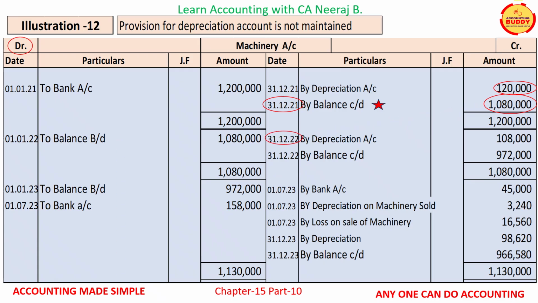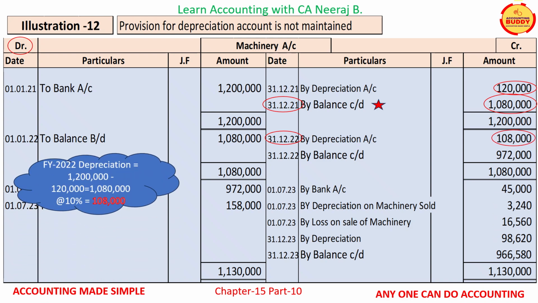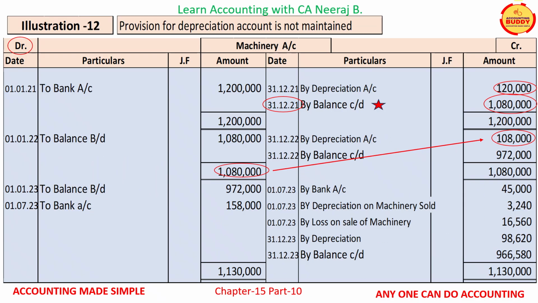On 31st December 2022, depreciation for the financial year 2022 for $108,000 is posted on the credit side of the machinery account by writing the words by depreciation account. Depreciation amount of $108,000 is calculated by applying 10% per annum rate on the WDV value of $1,080,000 of the machinery.